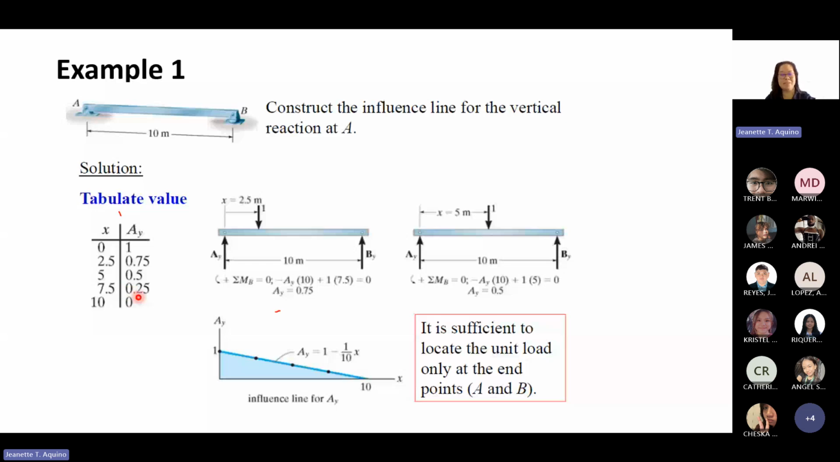Then if you put the load again here, at 10, it means it's here. If you take the moment at B, it will be AY times 10 equals 0, because there's no variable. So if your load is at 10, your AY will be 0.